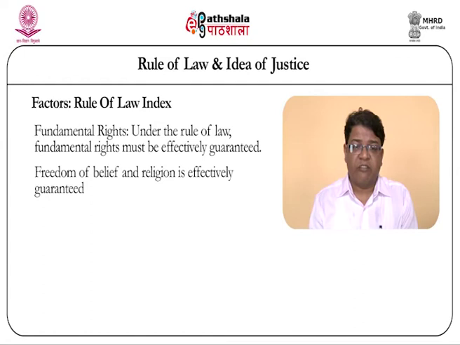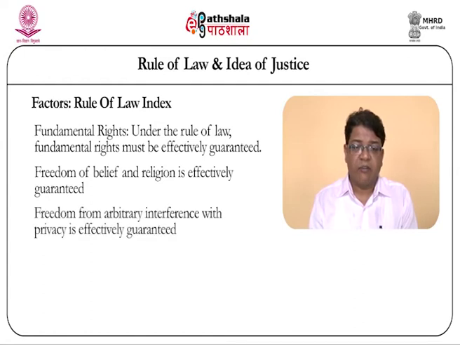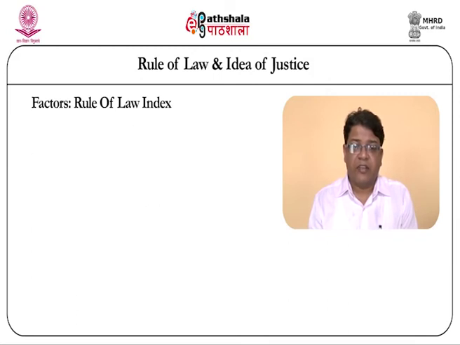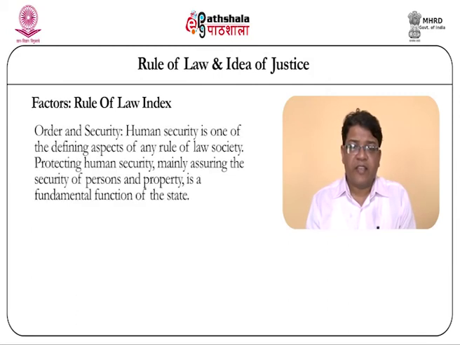Fifth, the freedom of belief and religion is effectively guaranteed. Freedom from arbitrary interference with privacy is also being ensured. Freedom of assembly and association is also being guaranteed. Fundamental labor rights are effectively guaranteed. Another factor is order and security. Human security is one of the defining aspects of any rule of law society. Protecting human security, mainly assuring the security of a person and property, is a fundamental function of the state.